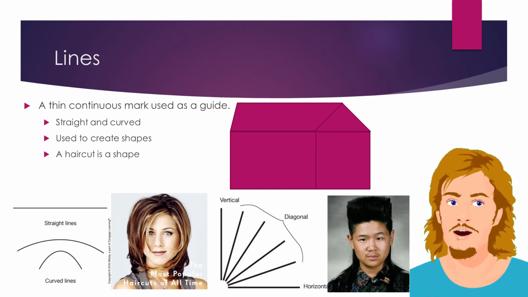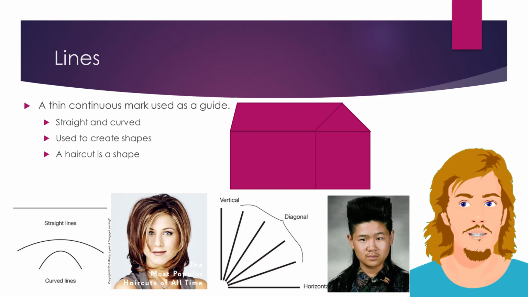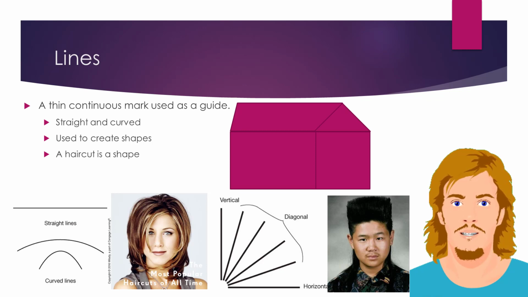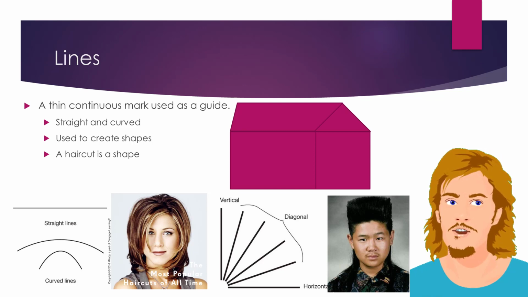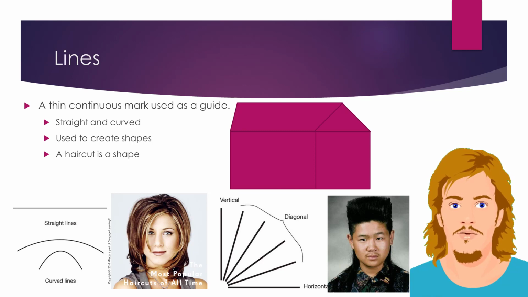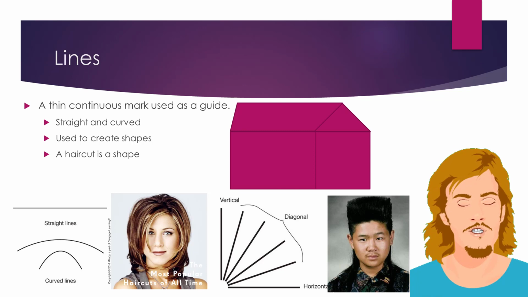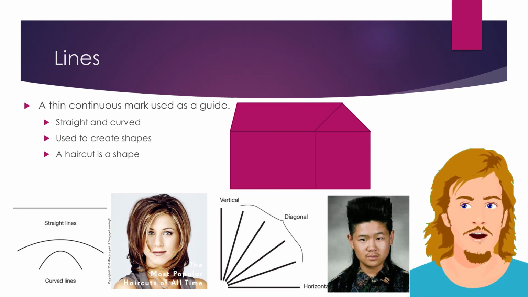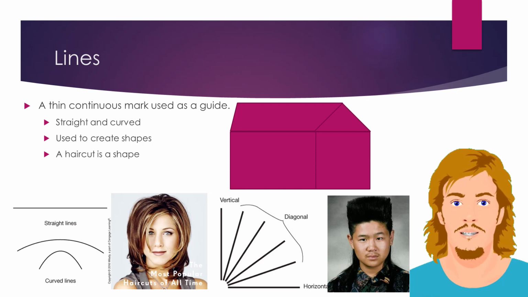Lines can be straight or curved. Just as you use lines to draw stick figures or a block house, lines are also used to create the shapes formed in haircutting. Lines guide our eyes in various directions. Therefore, lines are directional. Lines can be horizontal, vertical, and diagonal.